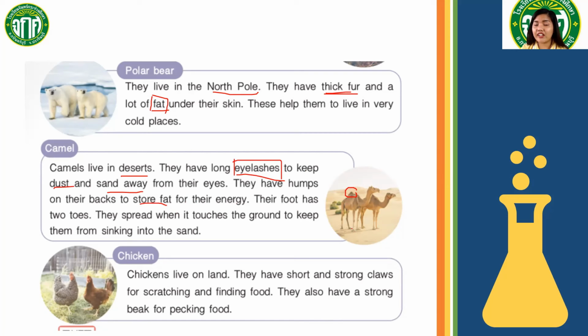Since they are in the desert, you will sink in the sand. That's why these camels have 2 toes. It is to keep them from sinking into the sand.